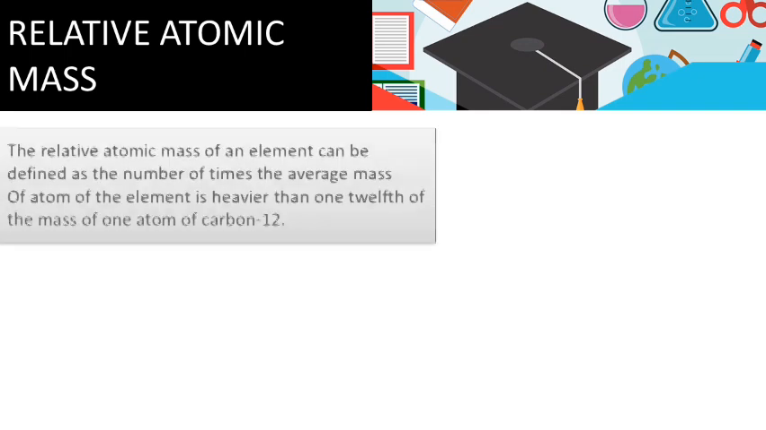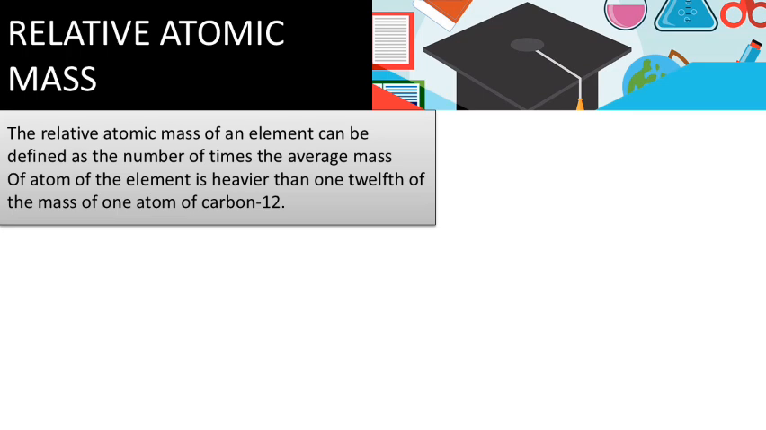so now let's talk about another aspect of the mole. When we are talking about the relative atomic mass of an element, we can say the relative atomic mass of an element can be defined as the number of times the average mass of an atom of the element is heavier than 1/12 of the mass of one atom of carbon-12. Now this is a long definition, but for the sake of examination, it's good for you to be able to state this definition, but it's also good for you to understand the explanation behind this.